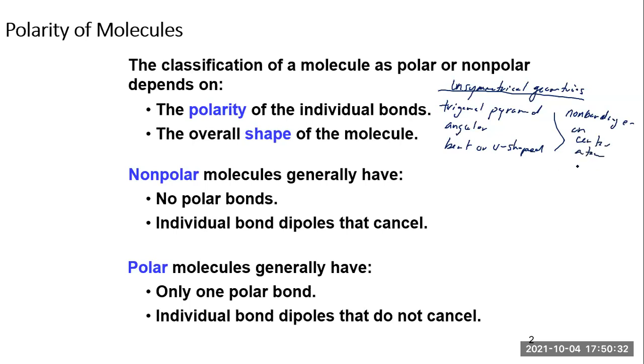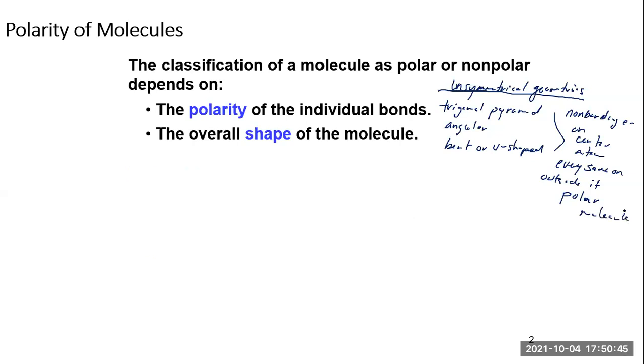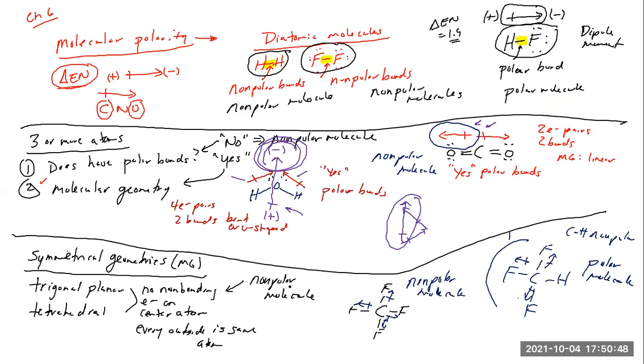And if everybody is the same on the outside, it will be polar, the molecule. So for example, if we go back to here, we look at water, which is what we had here. We look at the center atom, which I'll redraw over here. Center atom has dots. We have the same element on each side. It is going to be a polar molecule.